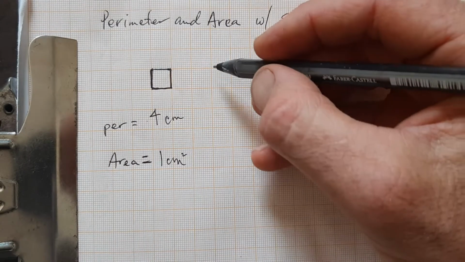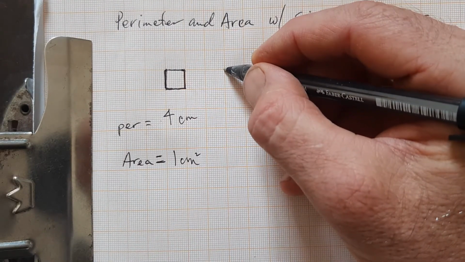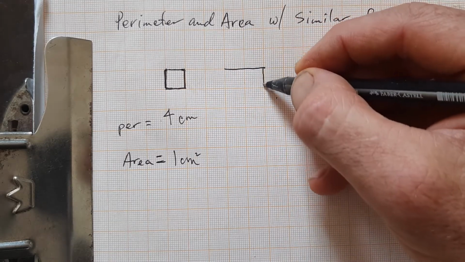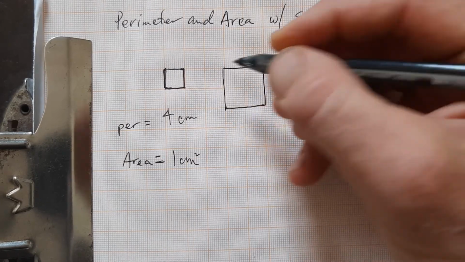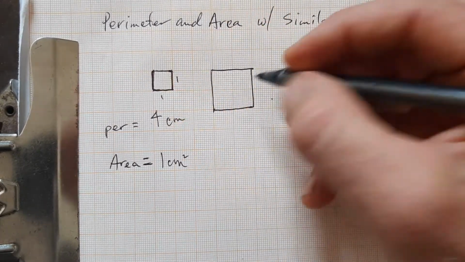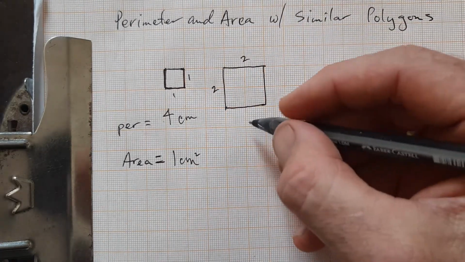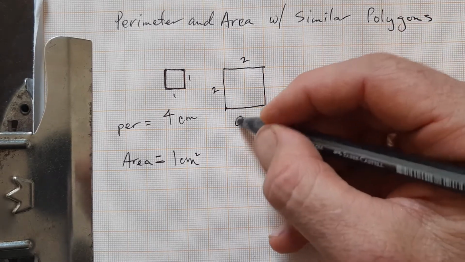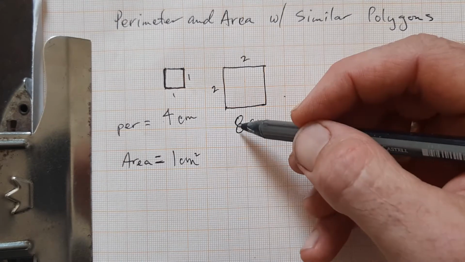Okay, let's draw a similar figure, right? Another square, but we're going to double the perimeter. So we get a 2 by 2 square. This is side length 1. This is side length 2. So the perimeter of this one is 2 plus 2 plus 2 plus 2, 8 centimeters. So see, the perimeter doubled, right?